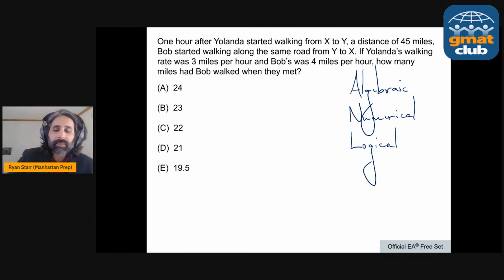But another thing is this. You might notice a lot of numbers in this problem, right? There's 45, there's 3, there's 4, right? Numbers abound. But one of the numbers they do a pretty good job of hiding in this problem is the 1 at the very beginning.